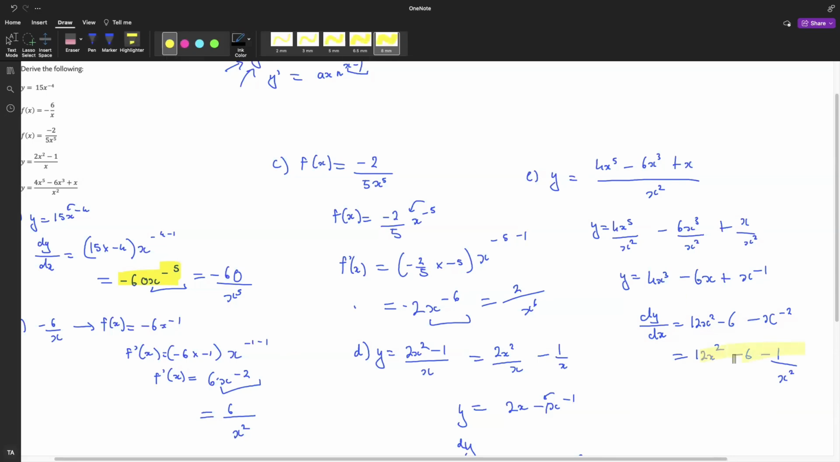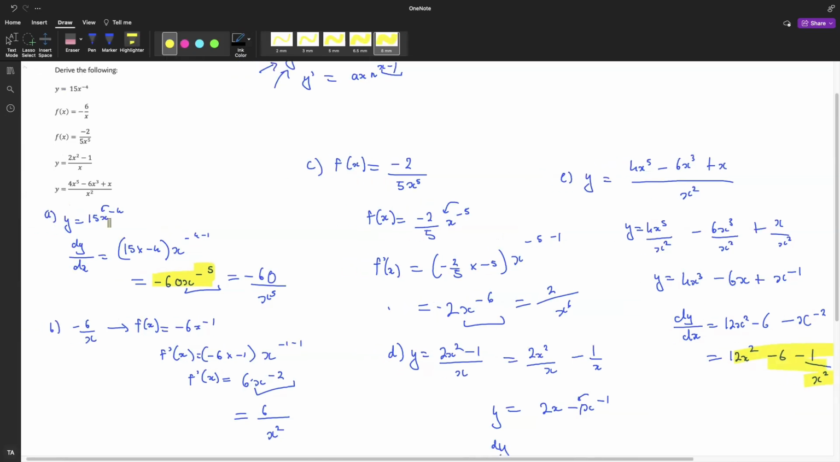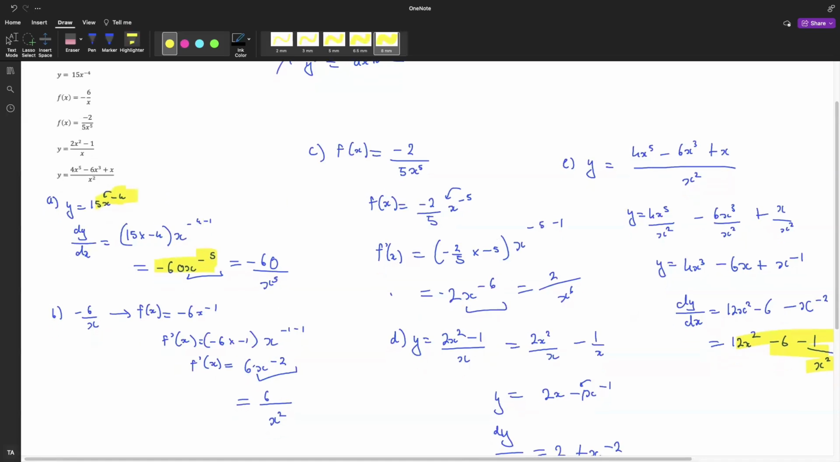So we've learned two things here, basically. The first thing we've learned is how to deal with these negative indices. And the second thing is we've learned how to deal with fractions. So when you've got fractions, you just split it up, simplify it as much as possible, and get rid of the fractions, even if that means you need to get into a negative index. And once that's done, then we can derive those term by term.